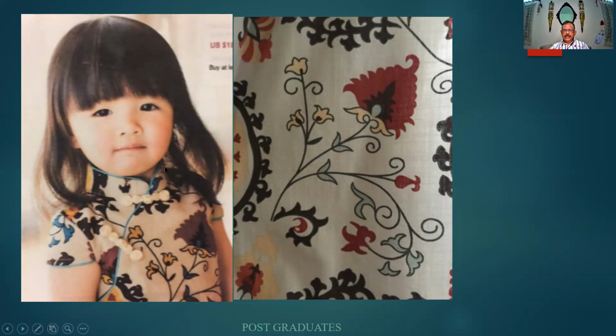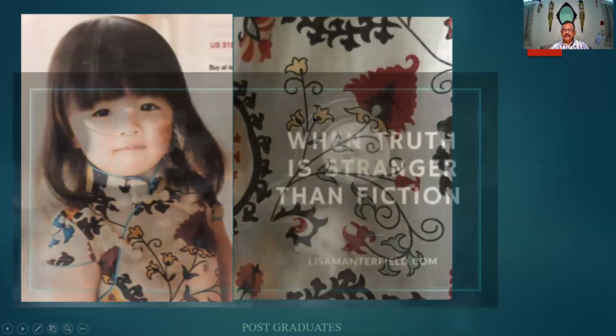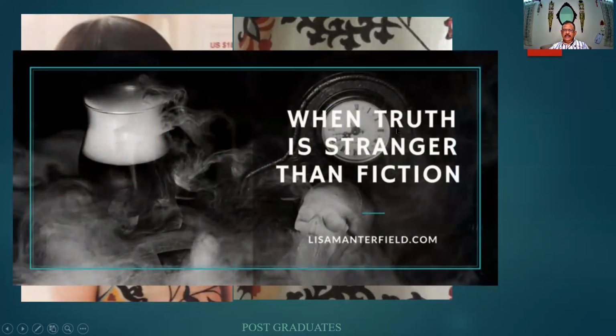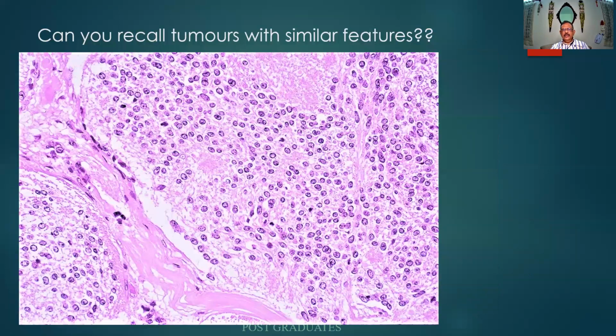Look at this one. It is somewhat strange. So there is a garment that this child is wearing, and then there is a curtain somewhere over here. And then it was found that both of them coincided a lot. So look at this design over here and this. And it is a case when truth is stranger than fiction. What am I trying to tell you people? I want your description. This can be a slide for you, and definitely you people should be able to diagnose.